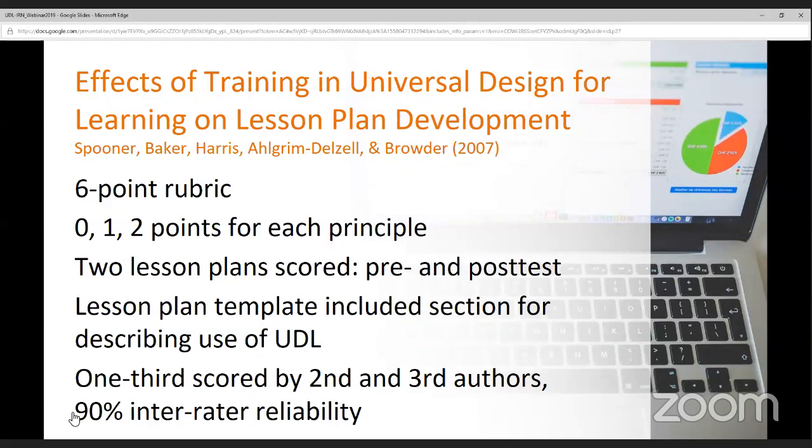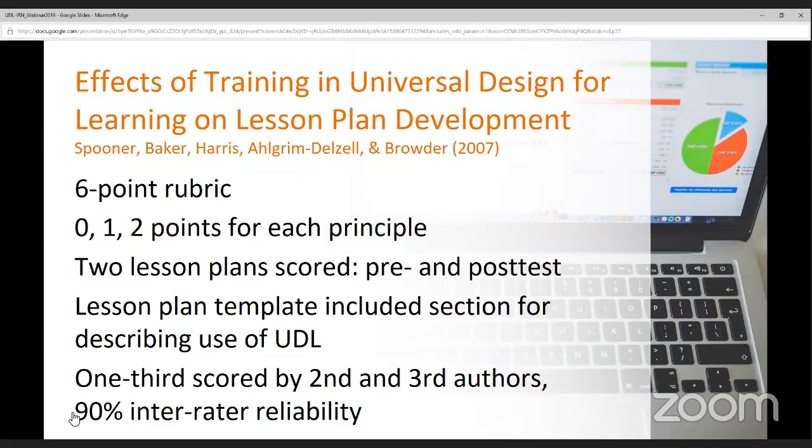In most cases, they used it as a pre-test, post-test. So teachers were asked to develop a lesson plan, and it was scored using this rubric. And then there was some sort of professional development or training, and teachers were asked to develop another lesson plan, and it was scored using the same rubric.